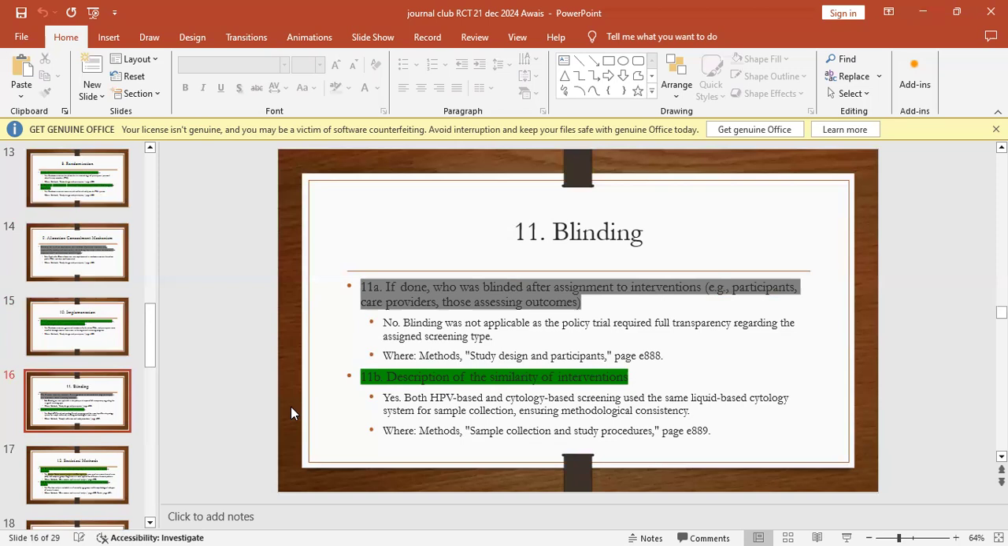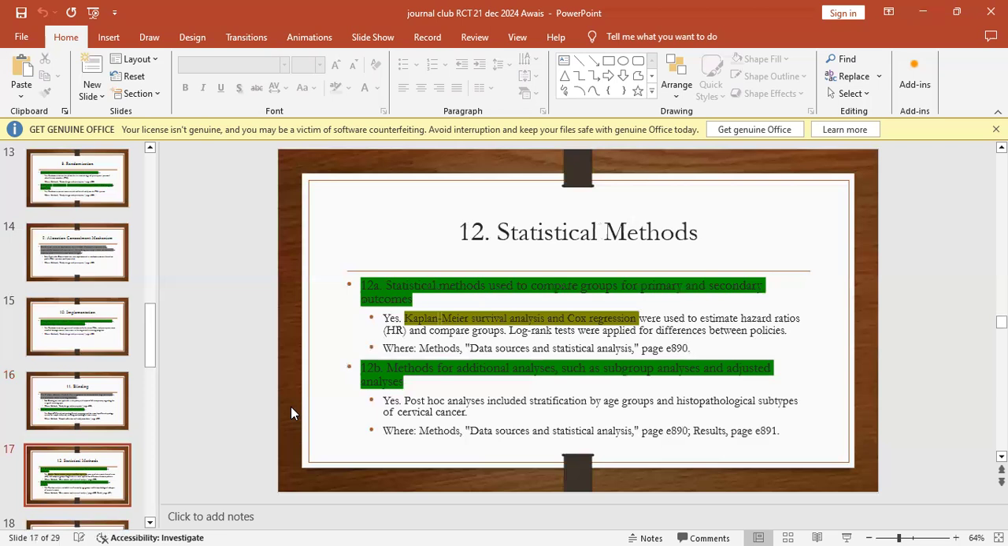Next is the description of the similarity of interventions. Yes, both HPV-based and cytology-based screening use the same liquid-based cytology system for sample collection, ensuring methodological consistency, and samples were collected by the trained midwives. Now, the statistical methods used to compare groups for primary and secondary outcomes. Yes, Kaplan-Meier survival analysis and Cox regression were used to estimate hazard ratio and compare groups. Log-rank tests were applied for differences between policies.